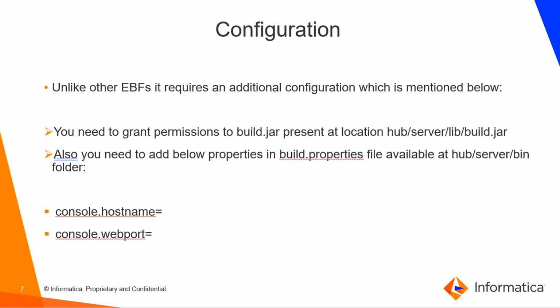Okay, so the additional configuration which I was talking about: there are two additional configurations. First of all, we need to grant permissions to build.jar, meaning read and write permission should be given to build.jar, which is present in the hub server lib folder. The other thing is, in build.properties, which is available in the hub server bin folder, we need to add two properties, console.hostname and console.webport. Based on your hostname and webport, provide the entries here. If the details are wrong here, the EBF application will not be successful and it will throw an error.